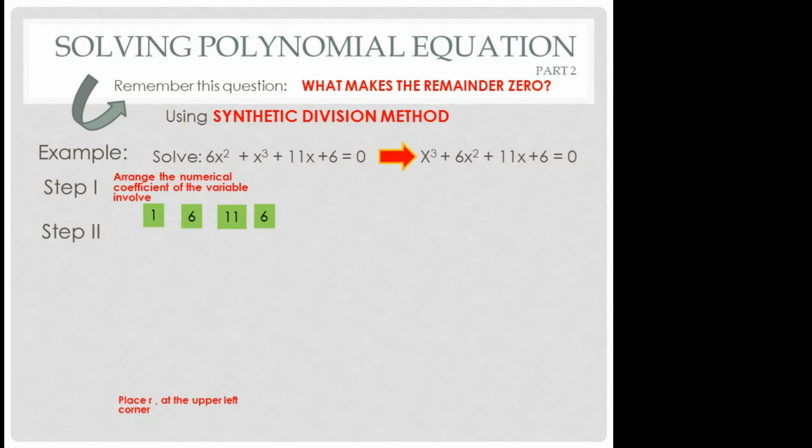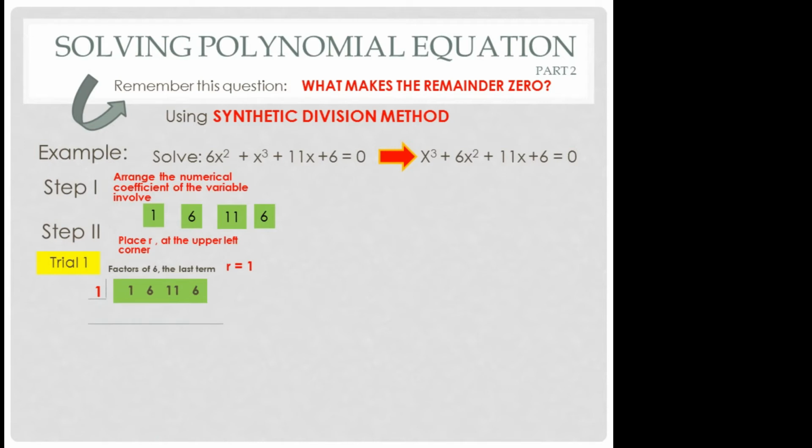Step 2. Place r at the upper left corner. r will be from the factors of 6, which is the last term. In trial 1, we have r equals 1. 1 is a factor of 6 because 6 times 1 will give us 6. Copy the first numerical coefficient, which is 1.